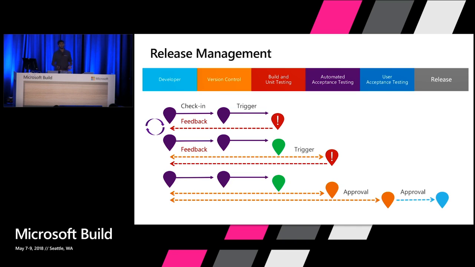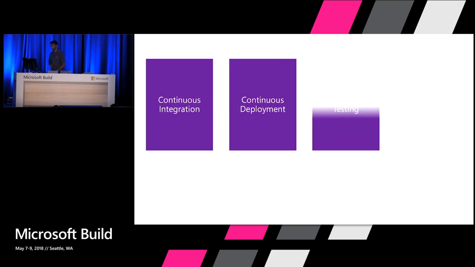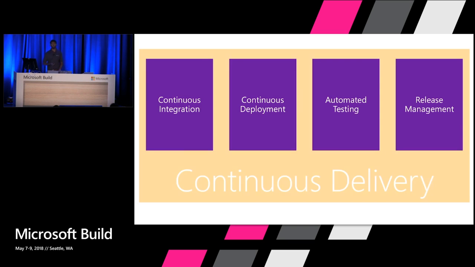Once it's released, we call that release management. We know exactly what bits we have out in the field, and we know exactly what we need to do to make sure, in case something goes wrong, that we can easily recall a build. This entire process is called continuous delivery.